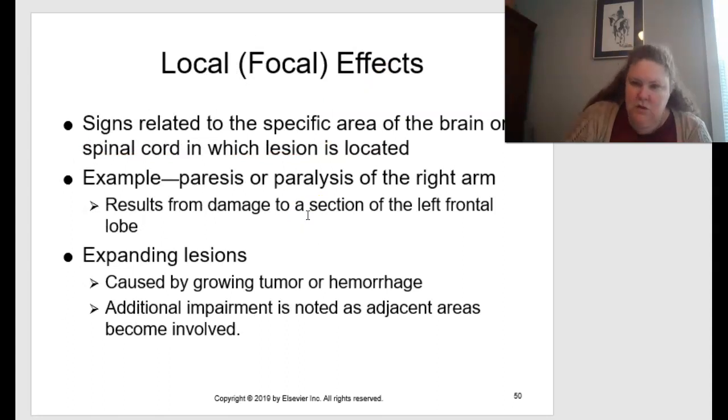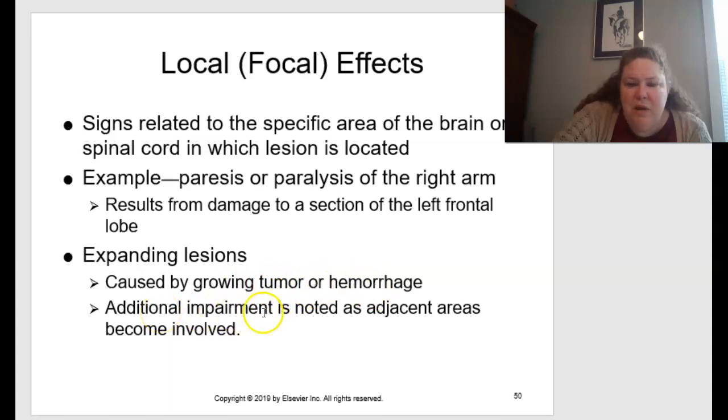Okay, so some of those local effects, this starts on page 338. The local or focalized events relating to this can be, the signs are related to a specific area of the brain or spinal cord in which the lesion is located. An example could be paresis or paralysis of the right arm, and this results from damage to a section of the left frontal lobe. So you harm the left frontal lobe and it can cause paralysis in the right arm. We also have expanding lesions, and these, as they grow, it can be caused by a growing tumor or a hemorrhage.